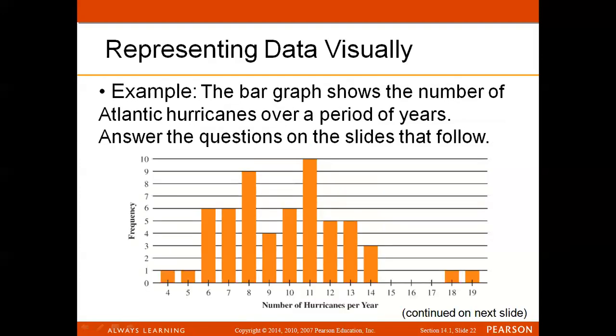In this example, the bar graph shows the number of Atlantic hurricanes over a period of years. Answer the following questions. Okay, so we've got a frequency on the vertical axis. We've got discrete numbers on the horizontal axis, which represents the number of hurricanes per year. You don't have 4.5 hurricanes ever. You have 4 or you have 5. And what else do we have? It's a bar graph, right? The bars are not touching. Another indication we have discrete data.